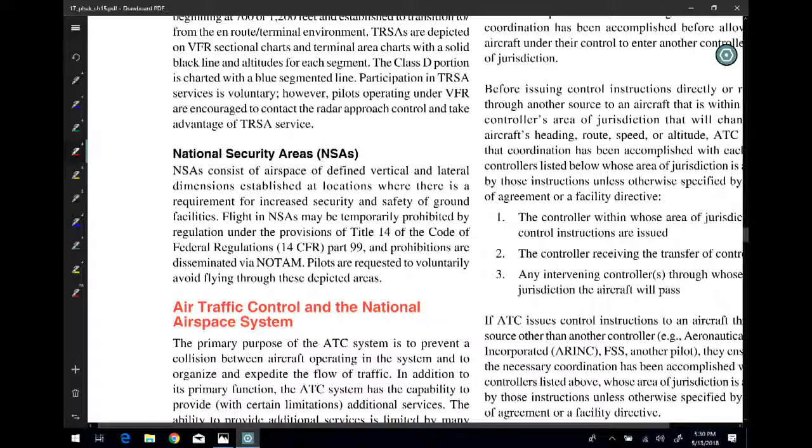National security areas are something you definitely want to know about, because those could be prohibited. Those could pop up at some point, and you always want to check the NOTAMs. You always want to check when you file your flight plan and get information on those, as well as ATC letting you know if one should pop up.